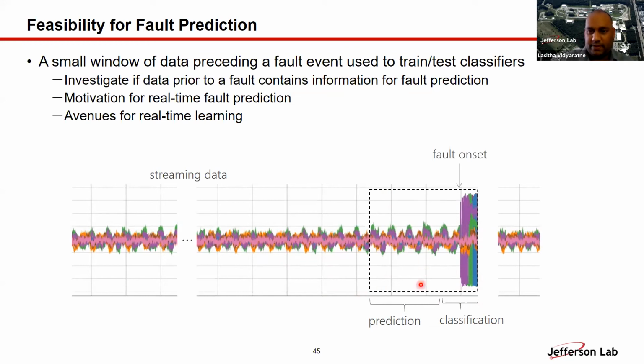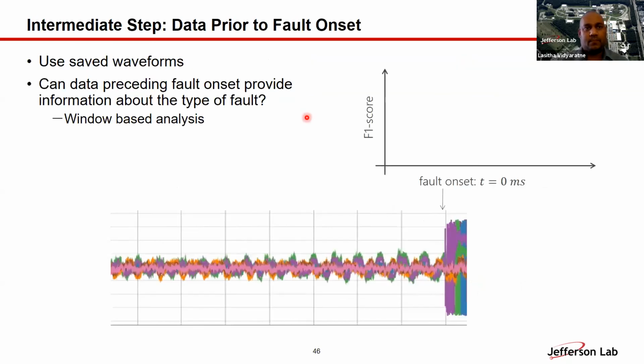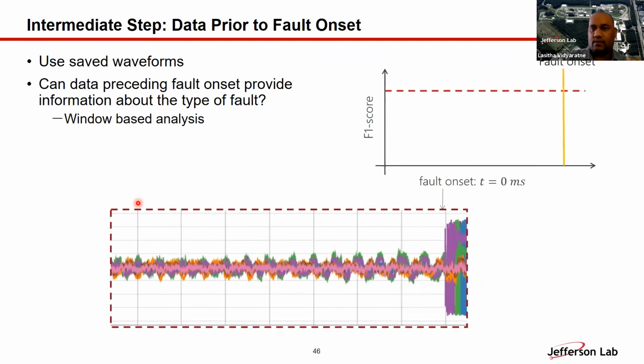So for this, we thought maybe we should use a portion of the data preceding the fault onset for prediction activity. And then we designed a moving window-based prediction analysis. We used the same waveforms that we had before, and then we tried to use that data to see whether we could use the data preceding the fault onset around here to provide information about the type of fault itself. So for this, we designed a window-based analysis. First, we got a baseline result by using the whole signal, as we've done before, to obtain the classification accuracy if we had the whole signal.